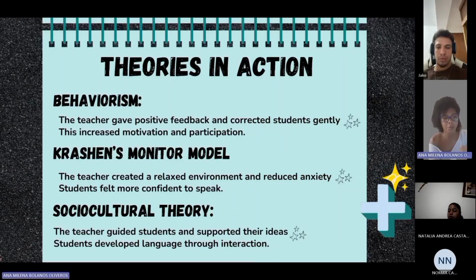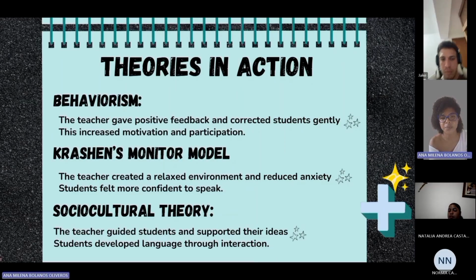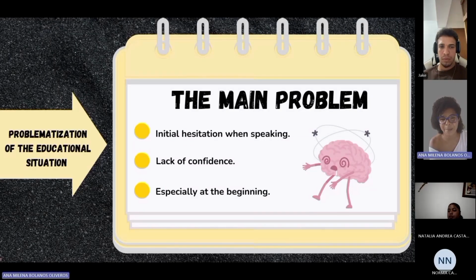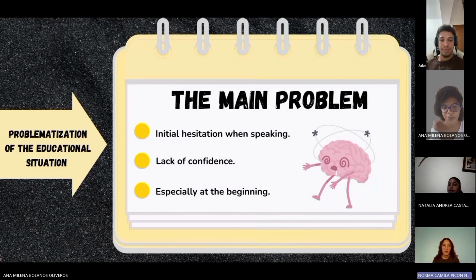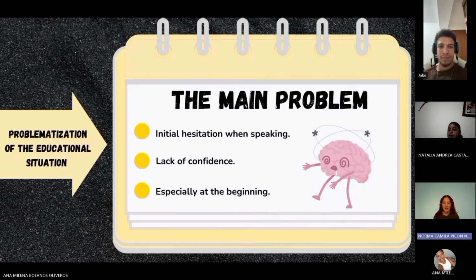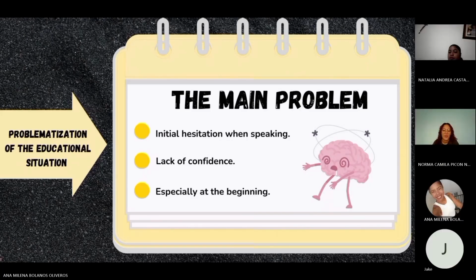Well, now we're going to continue with the main problems with my classmate Camila. The main problem is the initial hesitation to speak in English and students' lack of confidence. The teacher uses dynamic activities such as questions and images. Many students feel insecure about participating, especially at the beginning, for fear of making mistakes.